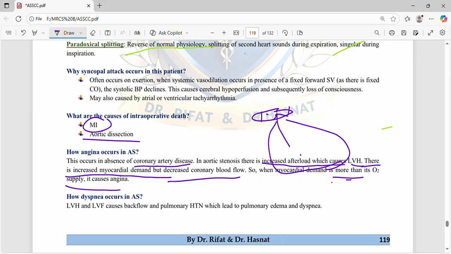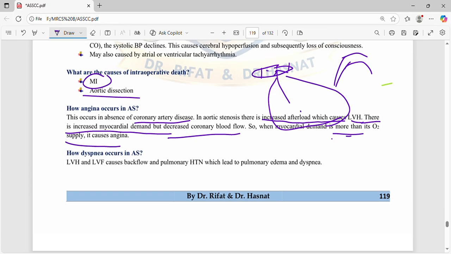The second reason is that during diastole there is not much time, so diastole is also shortened. During diastole there is less perfusion of the coronary arteries.